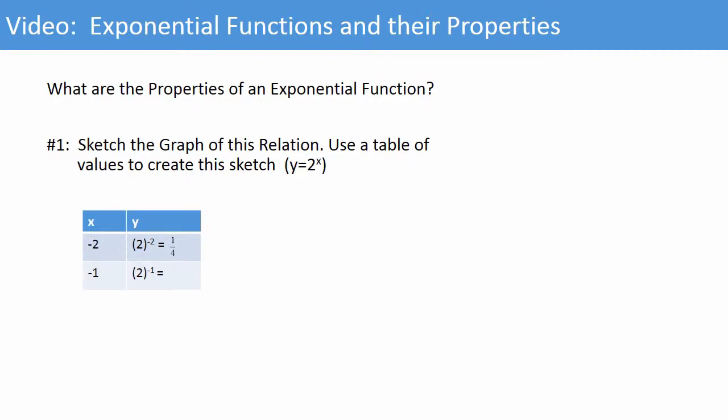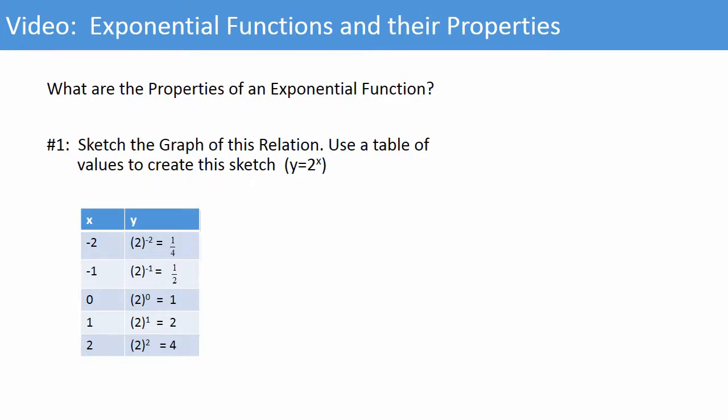Now, let's use the random value for x as -1. So 2 to the exponent -1 would be 1/2. Next we'll do 0. 2 to the exponent 0 is 1. Next random value, 1. 2 to the exponent 1 is 2. Let's try x as 2. 2 to the exponent 2 is 4. 3. 2 to the exponent 3 is 8.